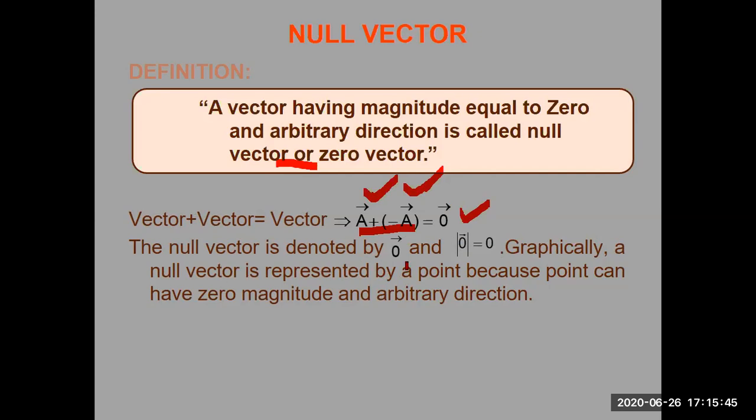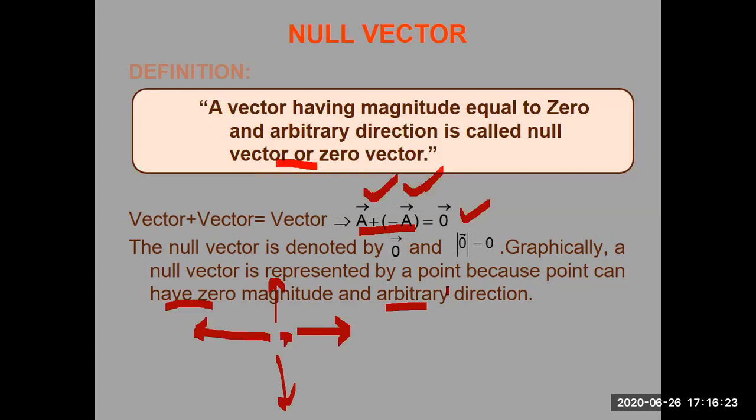Graphically, a null vector is represented by a point, because a point can have 0 magnitude or arbitrary direction. If it is arbitrary, you can take the direction in any direction, either right, left, down, or up. Arbitrary means you can take the direction along any axis. So the magnitude is 0. A null vector is basically a vector of 0 magnitude whose direction is arbitrary. So this is the concept of a null vector.